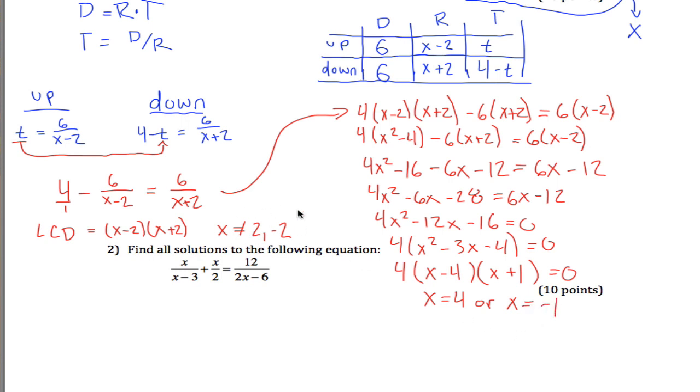Checking with your least common denominator, we don't have to exclude either of those solutions. However, we don't want our speed to be negative. So x equals negative 1 wouldn't make sense as the solution. So our answer is that x equals 4. Maybe that gets a box around it or something.